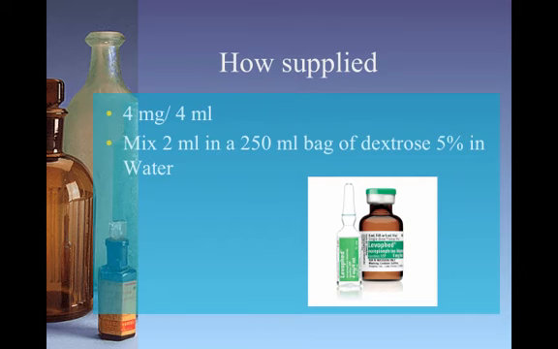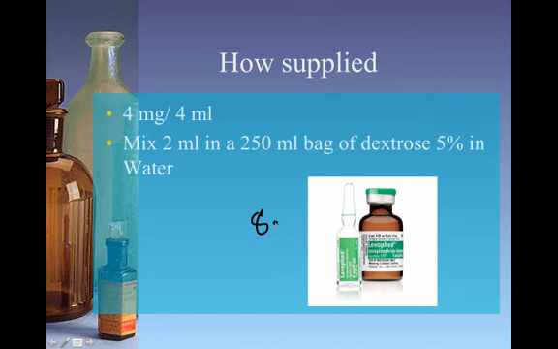This comes in a supply of 4 milligrams in 4 milliliters. To mix our bag, we're going to mix 2 mils of this into a 250 ml bag of dextrose 5% water. How this works, if we haven't done a dilution in a while, I'm going to do a quick dilution on this. Our ideal dilution is going to be 8 mics per mil.